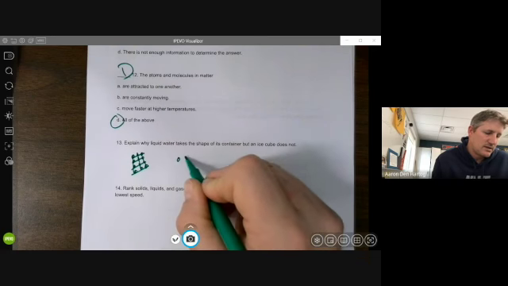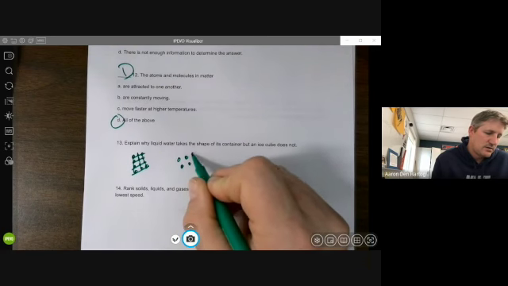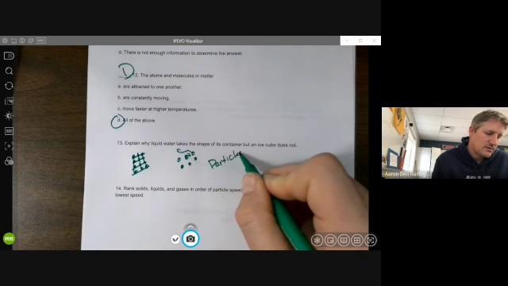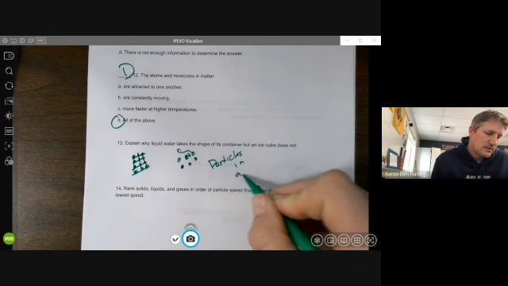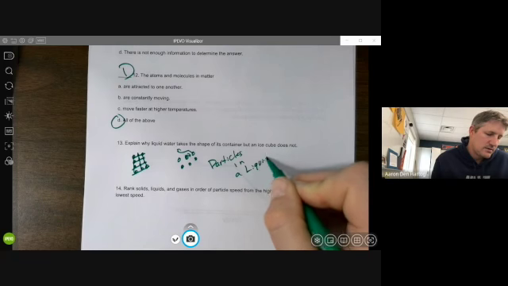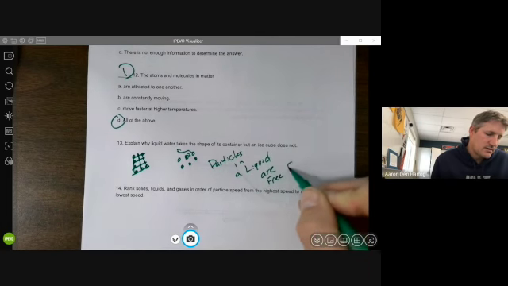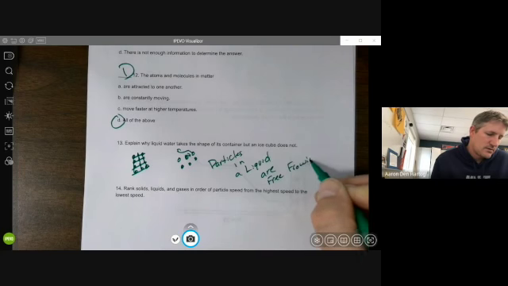Whereas a liquid, they are free flowing. So we'd say particles in a liquid are free flowing and can move past each other.